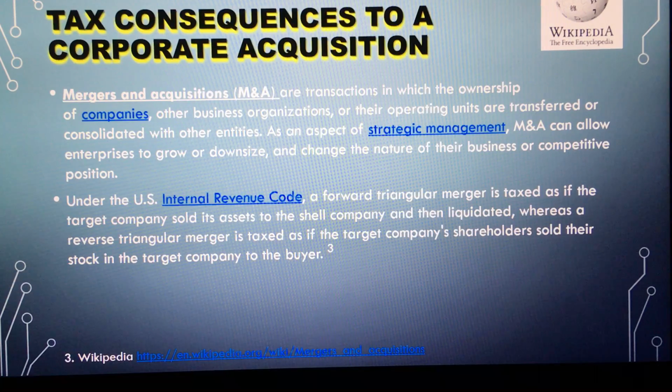Tax consequences to a corporate acquisition. Mergers and acquisitions (M&A) are transactions in which the ownership of companies, other business organizations, or their operating units are transferred or consolidated with other entities. As an aspect of strategic management, M&A can allow an enterprise to grow or downsize and change the nature of their business or competitive composition.